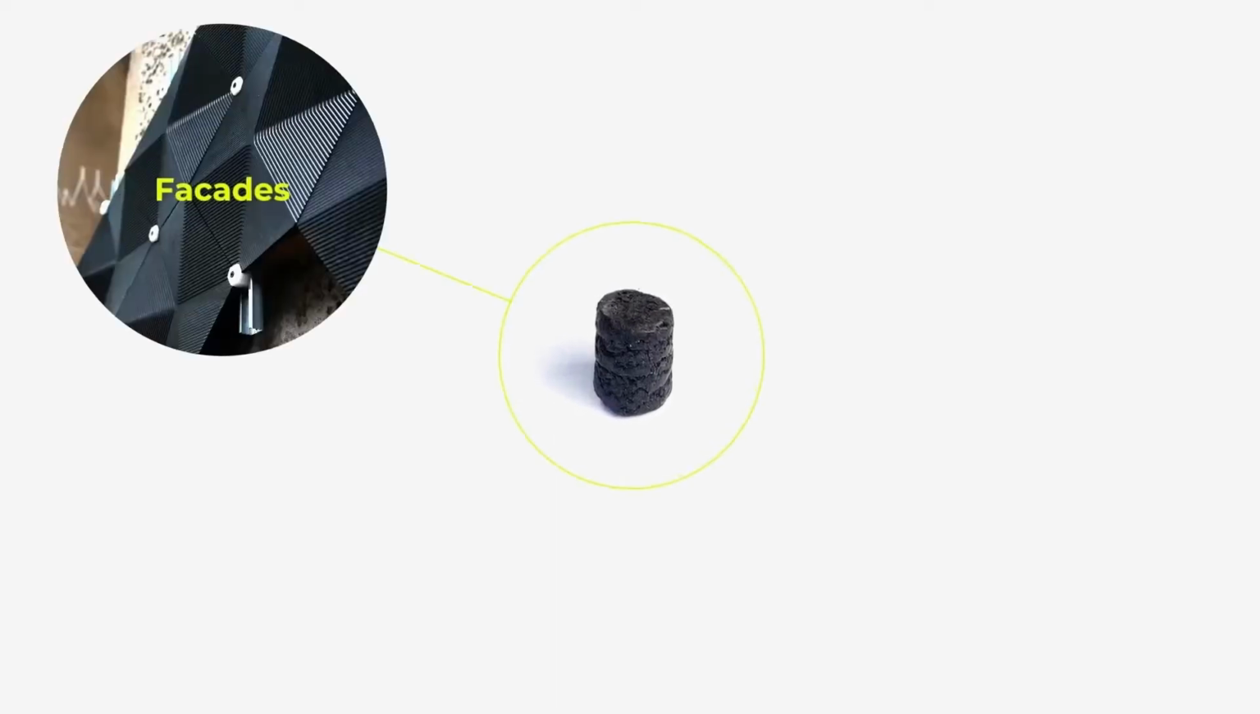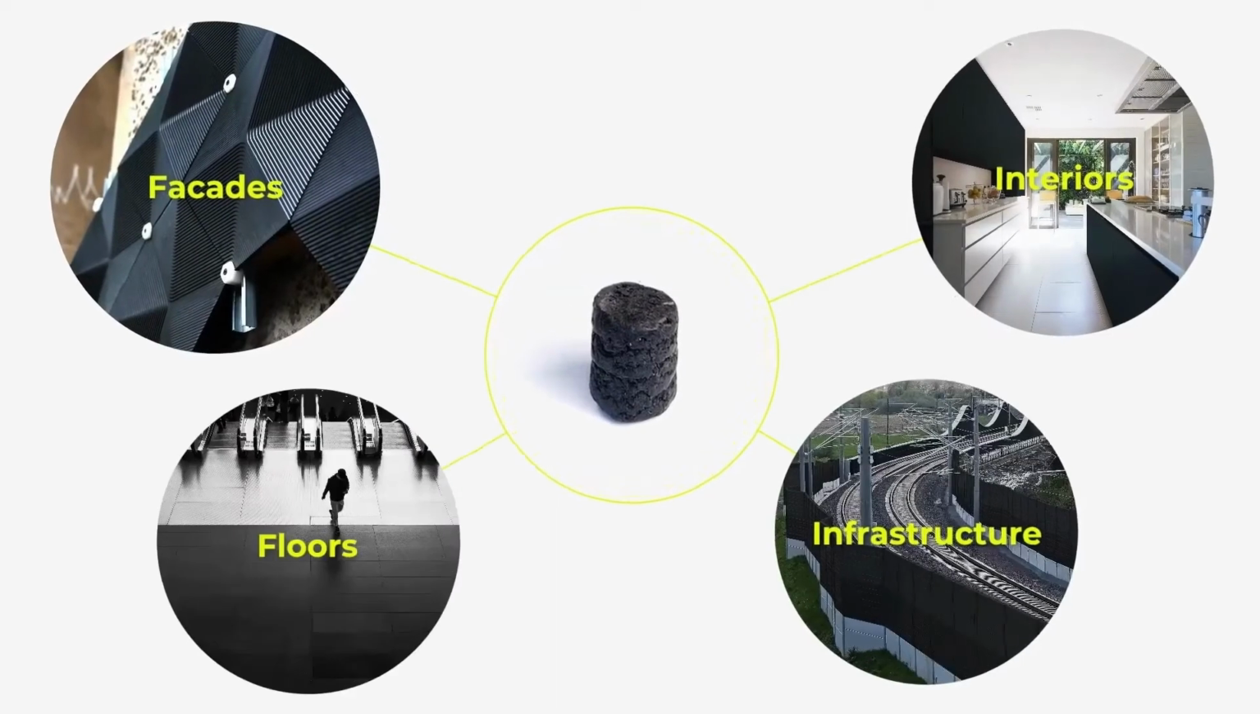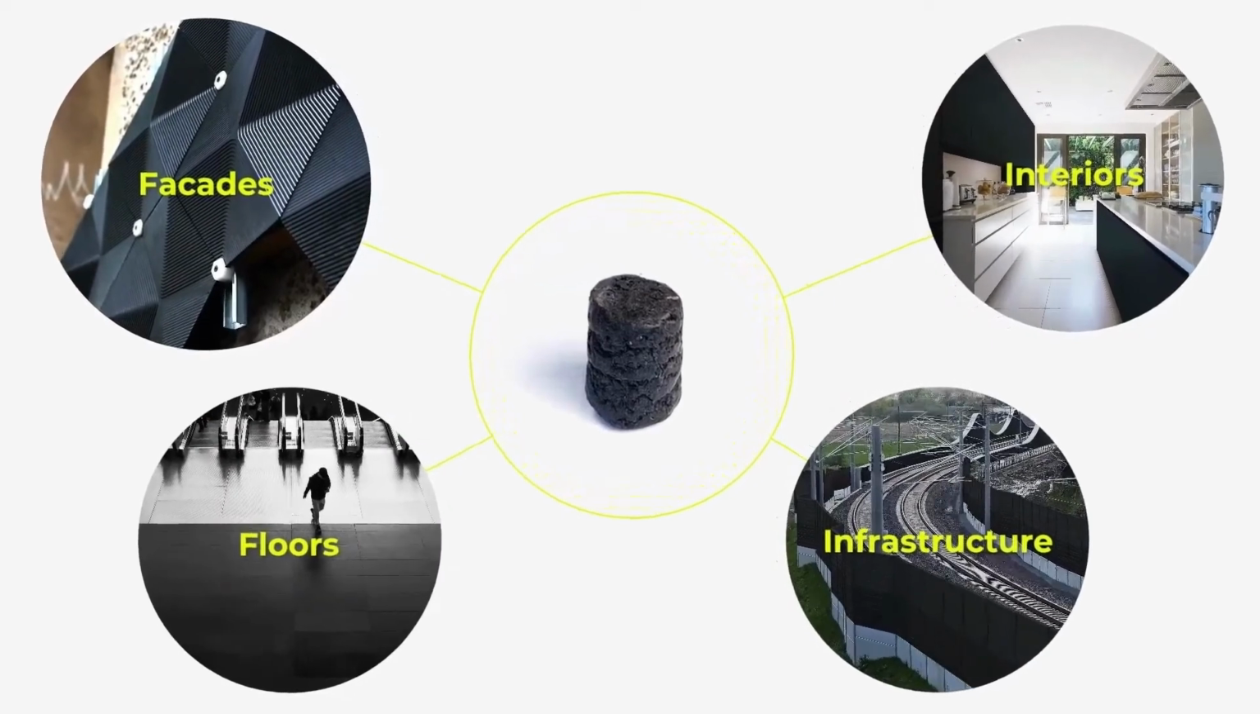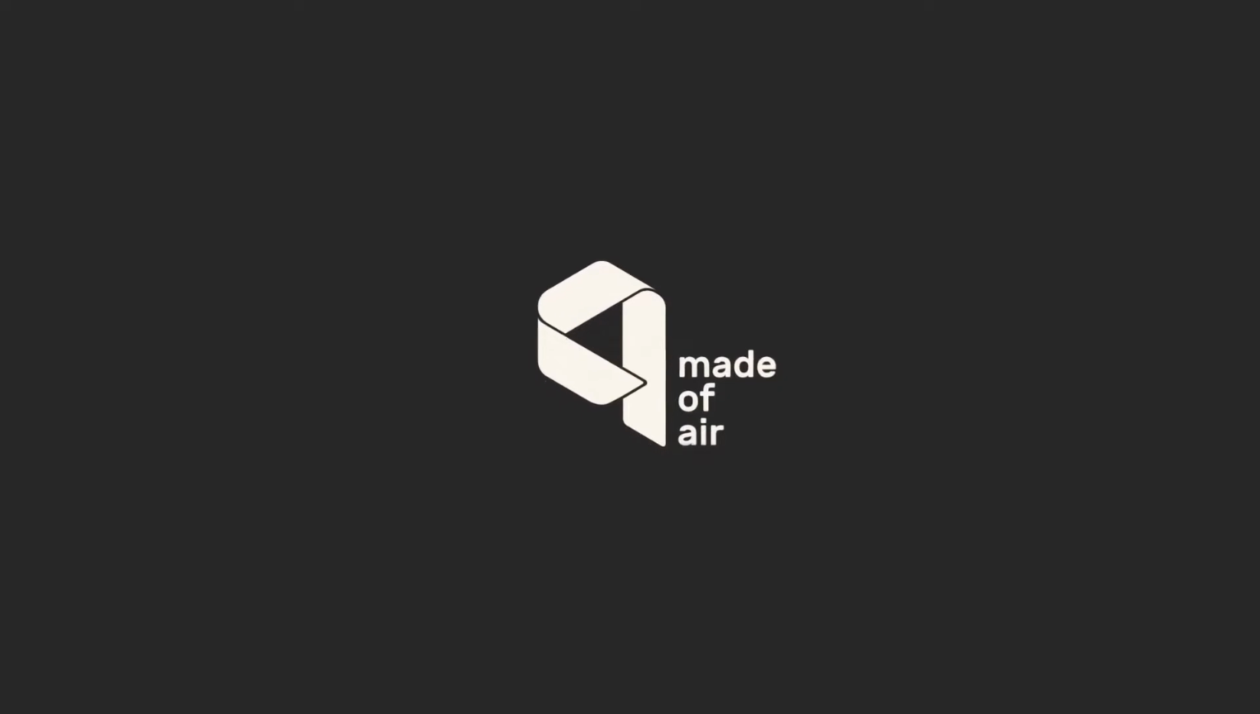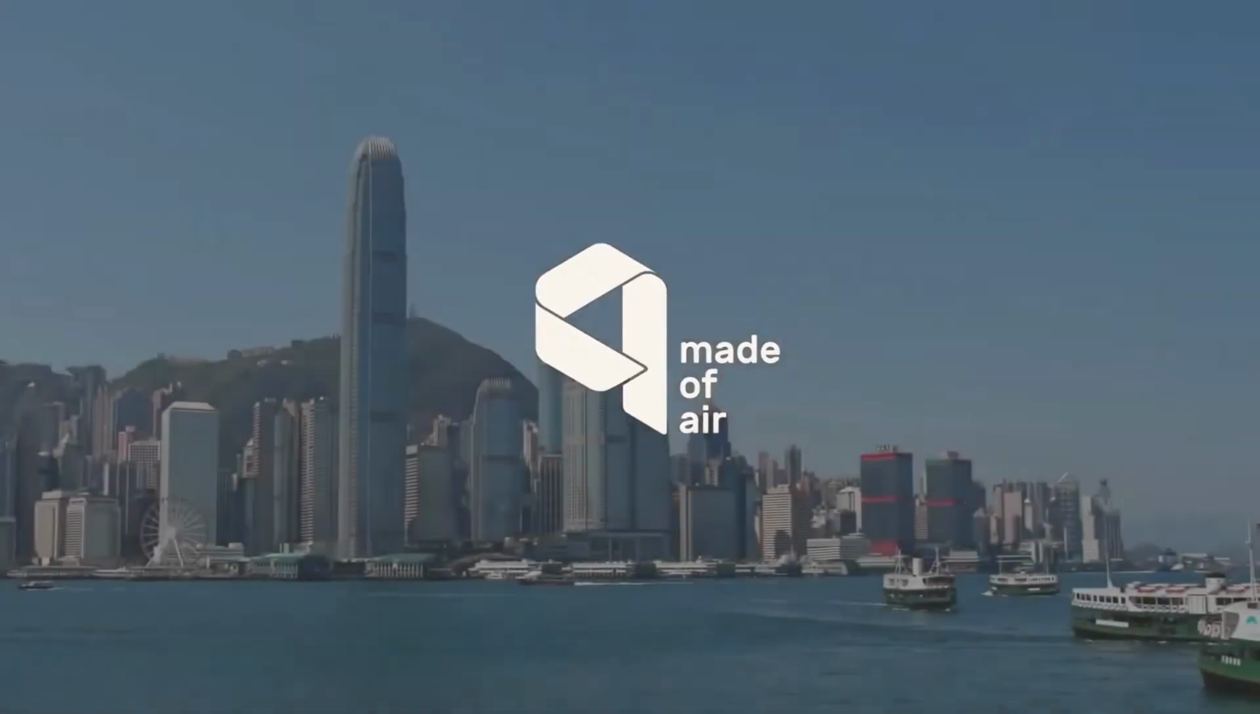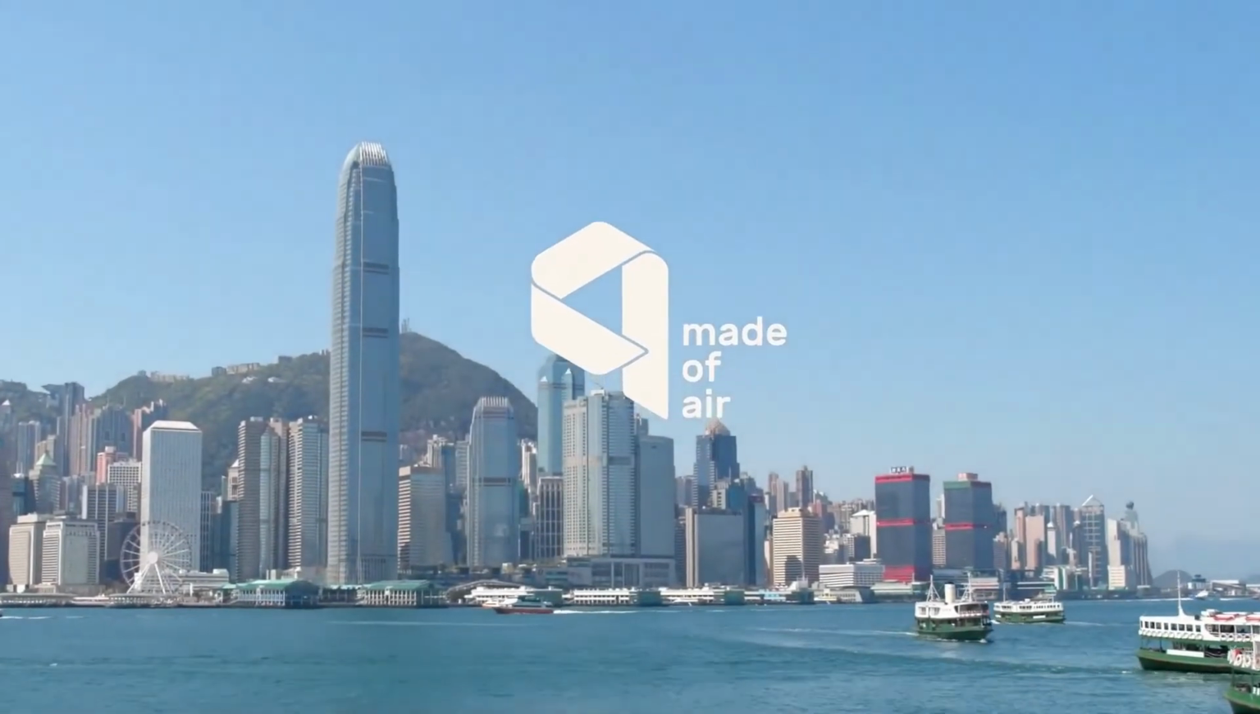This tiny granule is made of CO2 from the air, and it will fundamentally change how we build our cities. With applications all over the built environment, our material is called Made of Air, and it uses urban growth to actively reverse climate change.